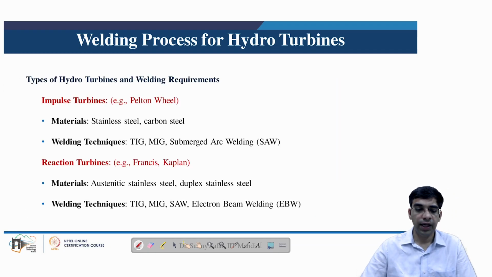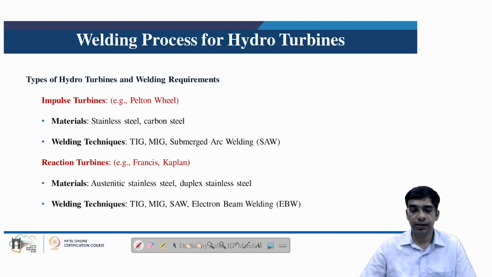So we can see different types of hydro turbines and the welding requirements there. As we know, hydro turbines are classified on two types of action: the impulse action and the reaction action of the flowing water. In case of impulse turbines, an example is the Pelton wheel. The materials used in this turbine involve stainless steel and carbon steel.